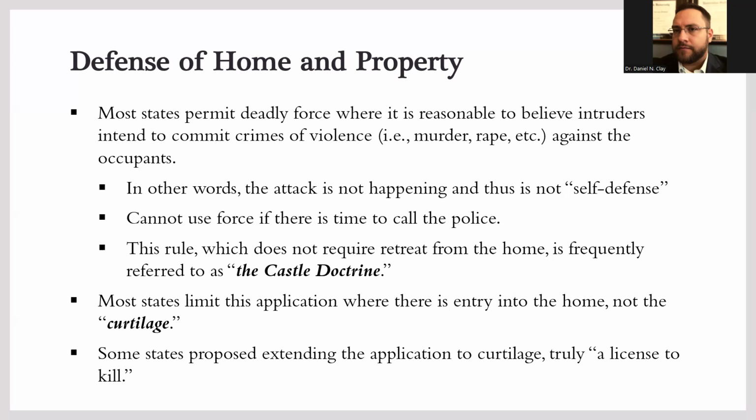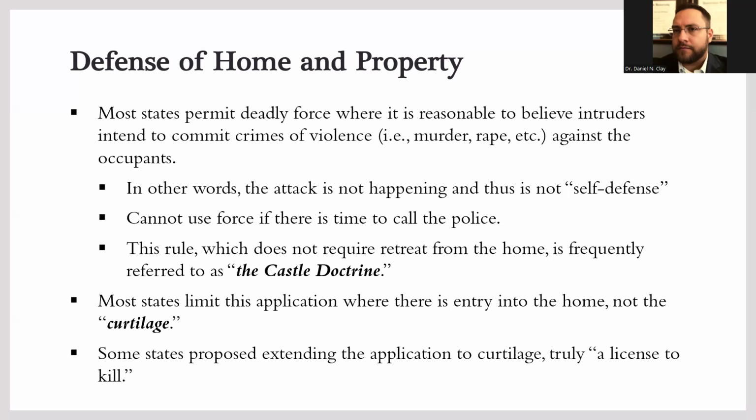What if a person is just there to steal your TV? Can you use deadly force? And the answer is usually no, right? Again, the castle doctrine, it just depends.